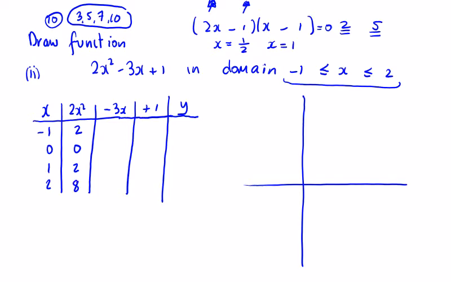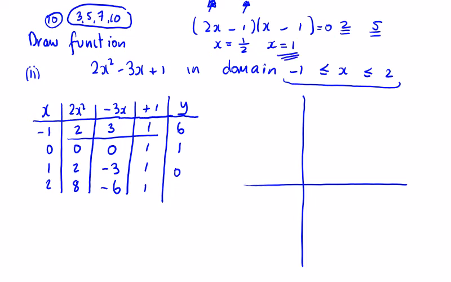-3 by -1 is +3. -3 by 0 is 0. -3 by 1 is -3, and -3 by 2 is -6, and the constant doesn't change. So we're going to combine these three numbers, 2, 3, and 1. It's going to give me 6. Then we get a 1. Then we get a 0. That's that 1, 0 from up here.